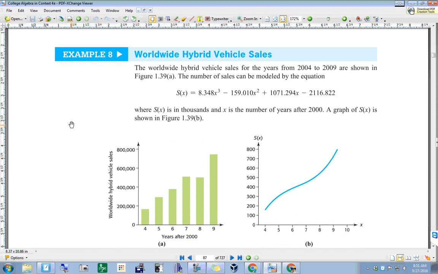How in the world do you do that? Worldwide hybrid vehicle sales for the years 2004 to 2009 are shown there. The number of sales can be modeled by the equation. Is that equation anywhere near linear? Some kind of wonky curve, right? Now, is it possible to identify the rate of change between two numbers? Or put it this way, if I give you two coordinates, can you find the rate of change?